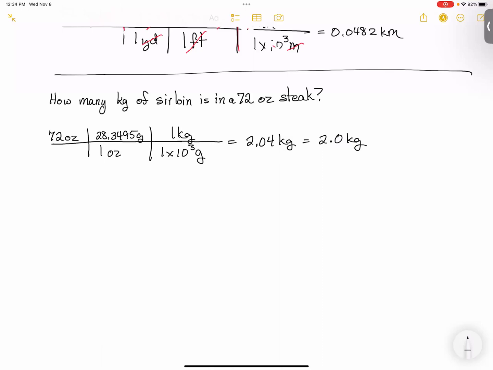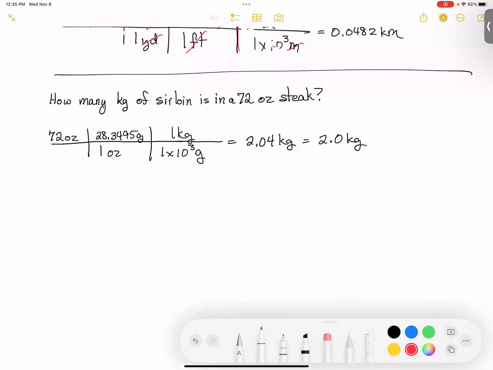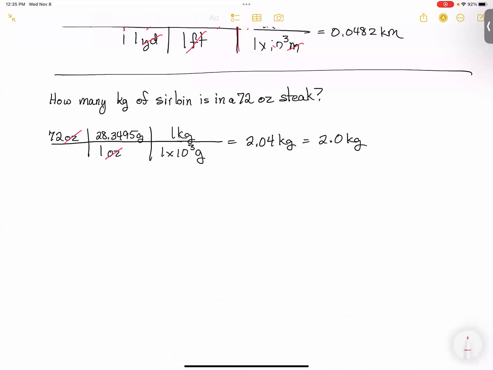Okay. So you should have gotten right at 2 kilograms, which is roughly 4 pounds, give or take about 2/10. So what I did is 72 ounces of meat, because it was sirloin steak. And so I went to the mass piece and I found a conversion factor that had ounces. With that conversion factor that had ounces, the ounces had to go in the denominator so that the unit canceled out, placing the gram portion in the numerator.